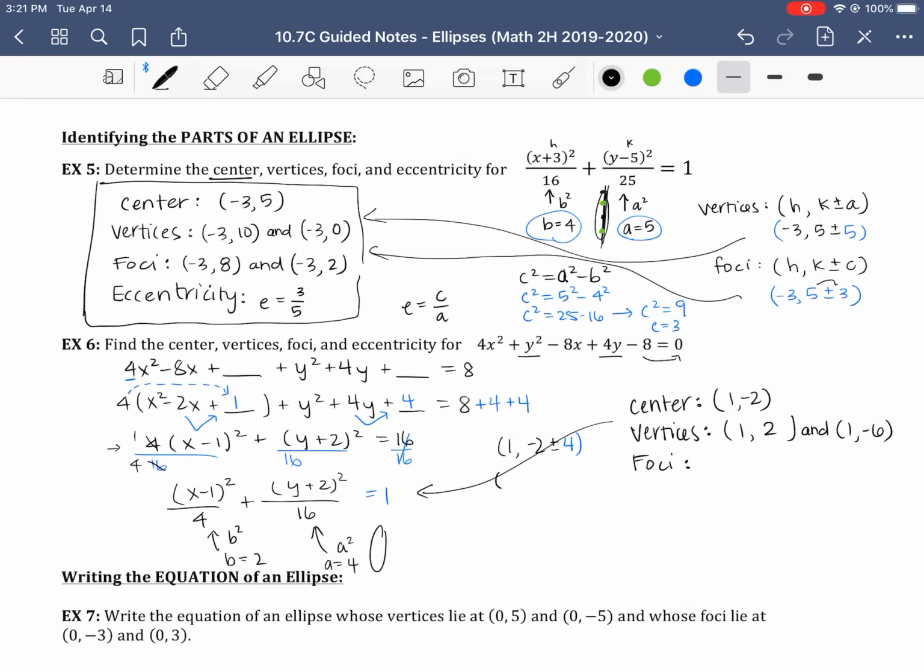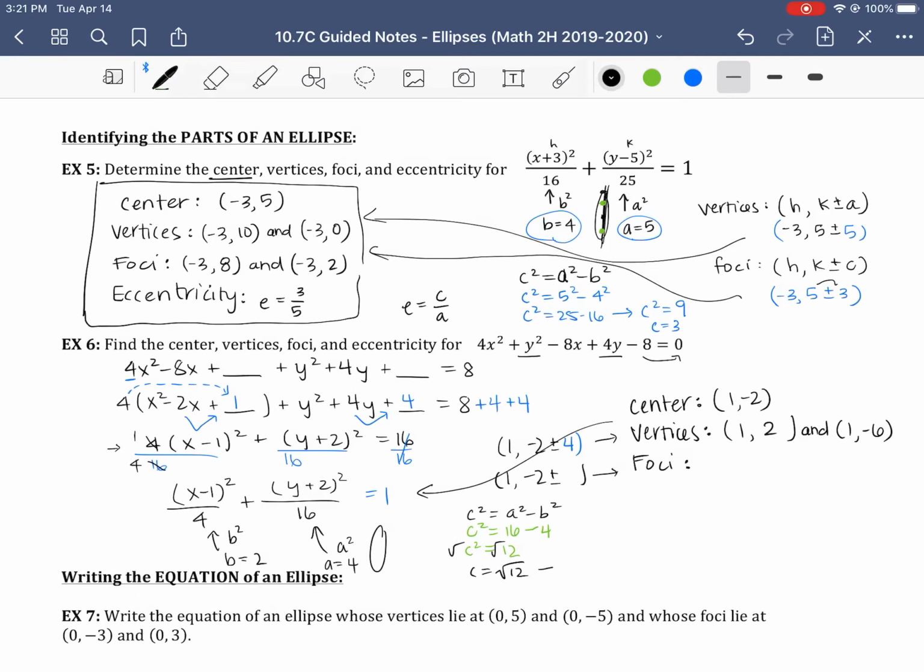Okay. Foci, same idea, but instead of adding subtracting a, we need to add or subtract the c value. So again, we don't know the c value, so we need to find that. So we take c squared is equal to a squared minus b squared. So we plug those numbers in. C squared is equal to a squared, which a is 4, so that's like 16, minus b squared. So we end up with 12 there, c squared.